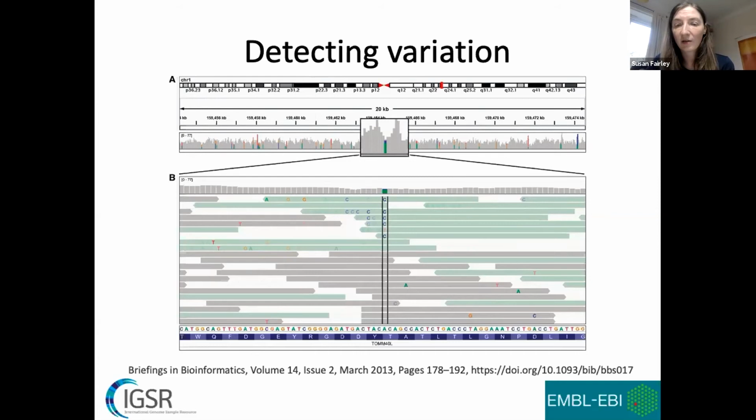So this would start to raise the question, if you're looking at data like this, is that a variation or is it not? We can see that some of the bases have changed, but how do we decide, where do we draw the line? What's the cutoff? There are a number of different factors that might come in at this point.